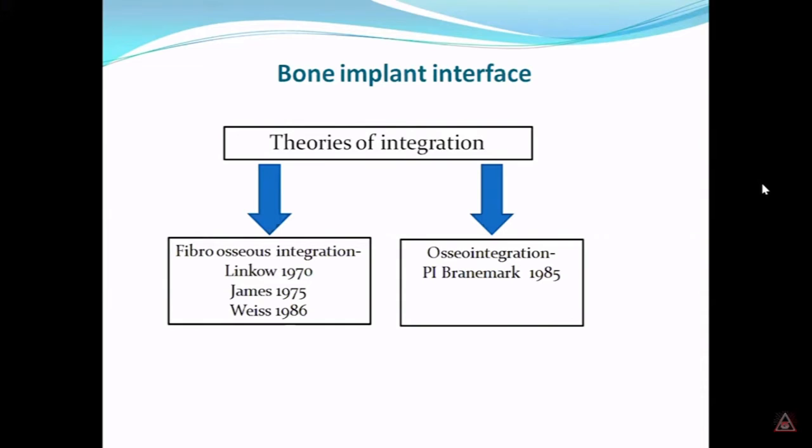And in this we have different theories of integration. So theories of integration, we have fibro-osseous integration and osseointegration. Fibro-osseous integration was given by Linkow 1970, James 1975, and Weiss in 1986. Whereas osseointegration was given by P.I. Brånemark in 1985.